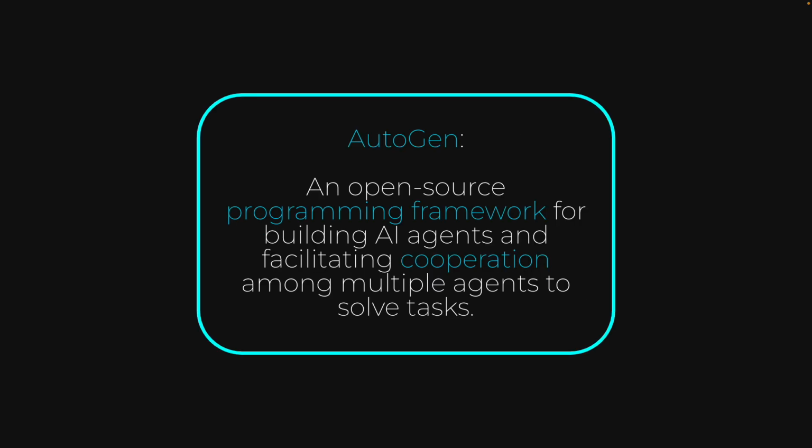So what is AutoGen? AutoGen is a product from research. It became an open source programming framework to build AI agents and to build them in a way that they can cooperate to solve a specific task. So those are fancy words of saying it's just a way we can all write code in the same style to make a bunch of agents do a bunch of cool things together.